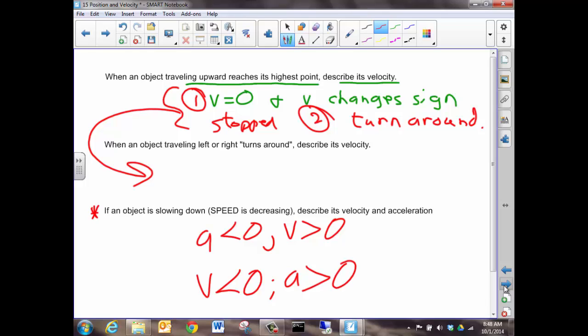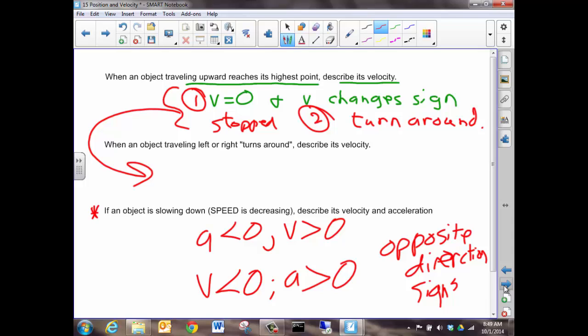So summarize that even more. Describe the velocity and the acceleration if I'm slowing down. They're opposite of each other. So you would simply say they're opposite signs, opposite directions, depending on which class you're in. So if you know that the velocity is positive and the acceleration is positive, what can you tell me about that?